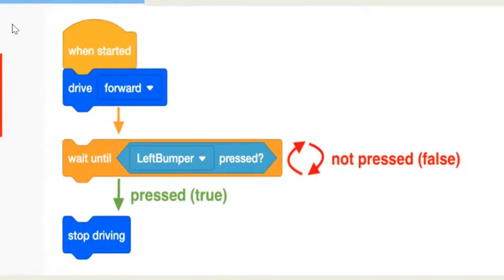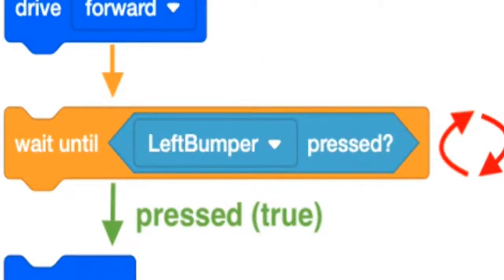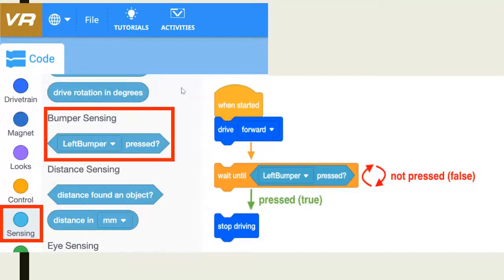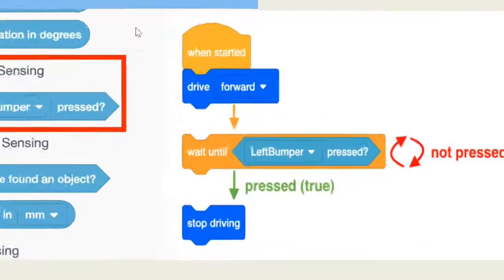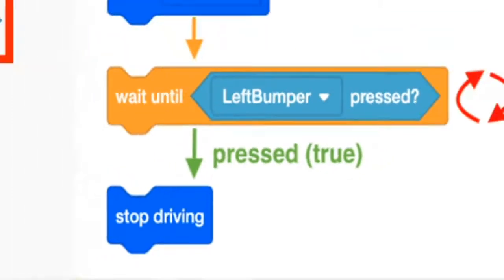On the left-hand side, we see when started, drive forward. This means that when we press the start button, our robot will continue to drive forward. It will wait and wait and wait until the left bumper is pressed. If that left bumper is not pressed, it is considered to be false, and the vehicle will continue to drive and drive. Once that left bumper is pressed, it's considered to be true, and then it can move on to the next line of code, which is to stop driving.